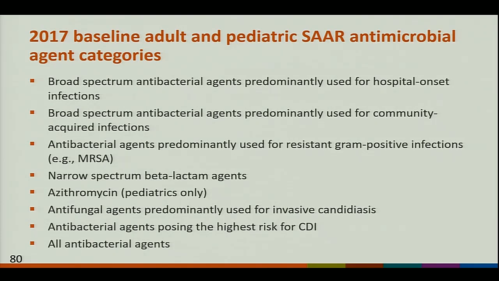For the adult and pediatric SAAR models, baselined in 2017, we have SAAR models available for 8 SAAR categories. Broad-spectrum antibacterial agents predominantly used for hospital-onset infections, broad-spectrum antibacterial agents predominantly used for community-acquired infections, antibacterial agents predominantly used for resistant gram-positive infections, such as MRSA, narrow-spectrum beta-lactam agents, azithromycin for our pediatric units only, antifungal agents predominantly used for invasive candidiasis, antibacterial agents posing the highest risk for C. diff infection, and finally a category for all antibacterial agents.